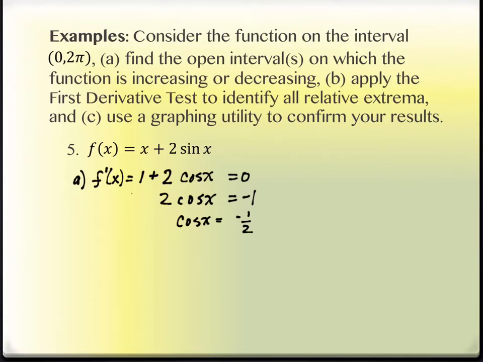And then within the unit circle, I need to find the locations where the cosine value is equal to negative 1/2. So let's start out with the negative part. Where is my cosine value negative? Which quadrants? 2 and 3. Okay, cosine on the unit circle are the x values, and the x values are negative in quadrants 2 and 3. Excellent.